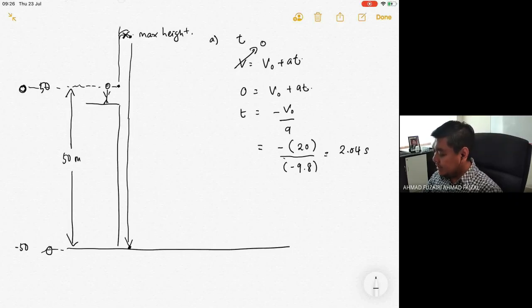Okay. Number 2 is what the maximum height. Okay, that determine the maximum height, meaning that determine the final position for the maximum height. Siapa yang buka ni? Saya bunyi bising ah. Syahrin.